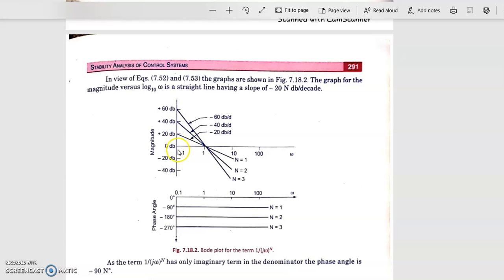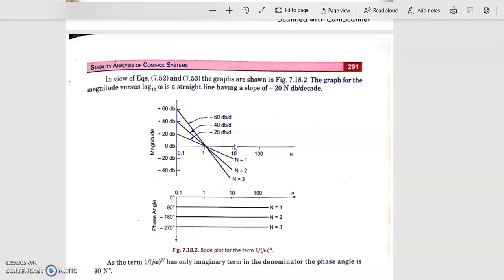Now comes this diagram, which indicates the reference slope. How can we find the reference slope? First, the height is 20 decibel and the base is 0.1 to 1, that is 1 unit. So the slope is height upon base. It is minus 20 decibel because the magnitude is decaying.